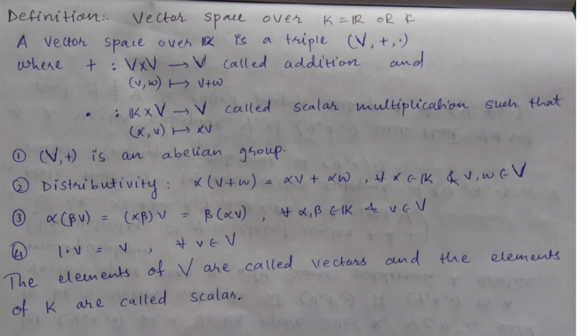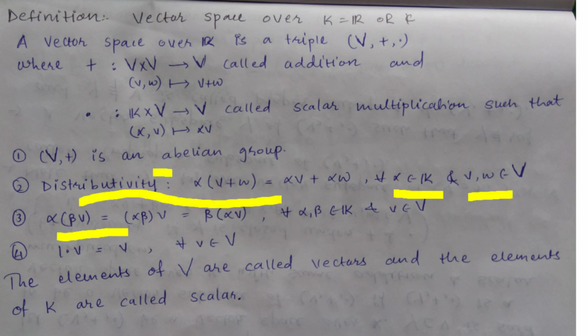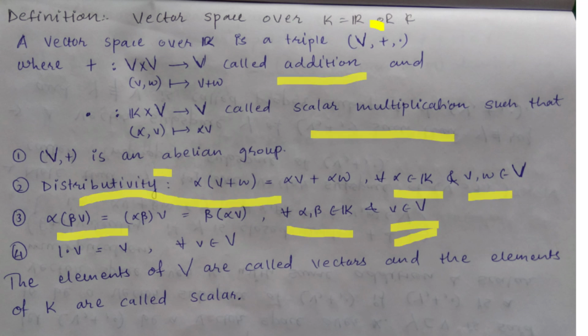So for a vector space, first, (V, +) is an abelian group. Second, the distributive property: alpha(v + w) = alpha v + alpha w, where alpha belongs to the field and small v and small w belong to capital V. Third, (alpha beta)v = alpha(beta v) = beta(alpha v), where alpha and beta are in this field, meaning both are scalars, and v belongs to V, so v is a vector. And fourth, 1 · v = v, for v belonging to V. If these four properties are satisfied with this addition and scalar multiplication, I say that this (V, +, ·) is a vector space. Here the elements of V are called vectors and the elements of K are called scalars. So this is all about vector space.